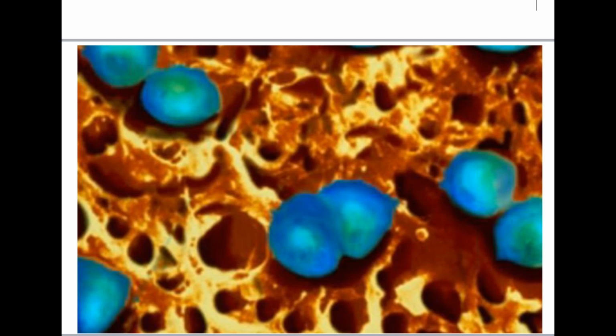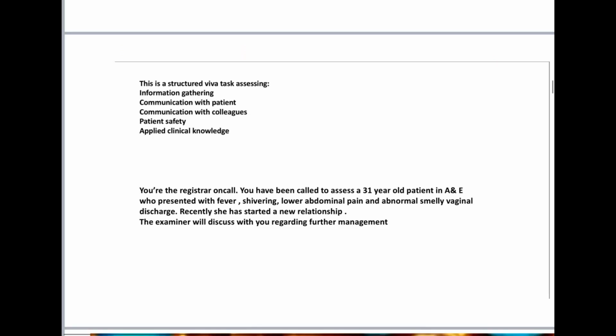So this culture is showing gram-negative diplococci, as you can see, which is very characteristic for the gonococci or gonorrhea. Gonococci is the bacteria causing gonorrhea. So when the examiner shows you this photo, they will ask you what you need to do next.